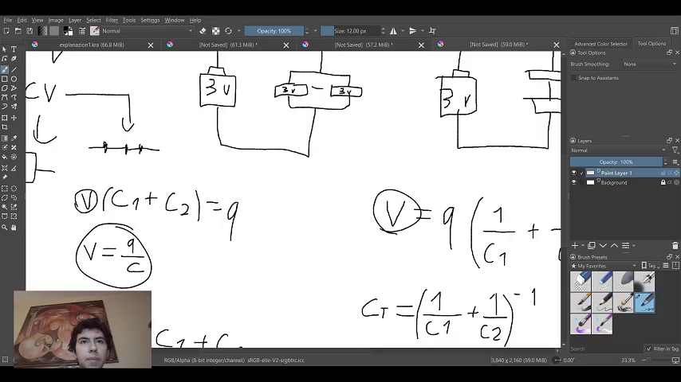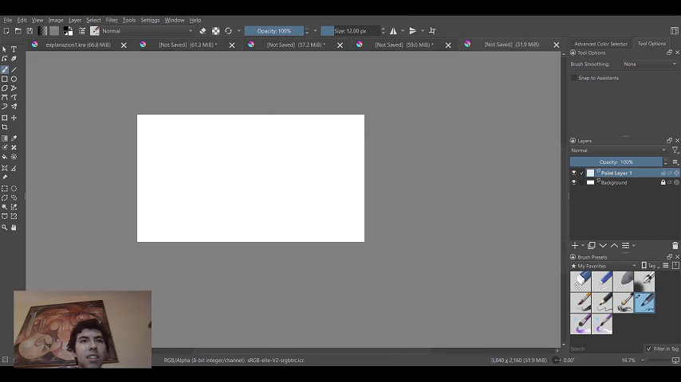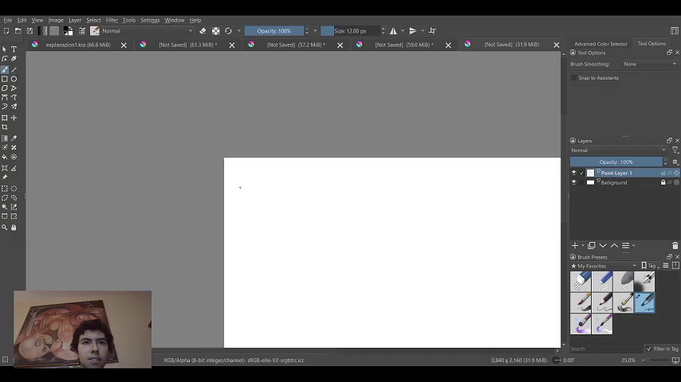Now we're going to look at resistances because it's kind of the same, but it's a bit different. Shocker. Resistances are essentially the opposite of capacitors.